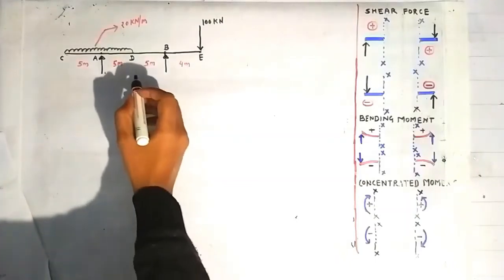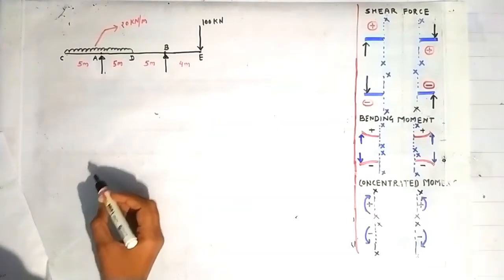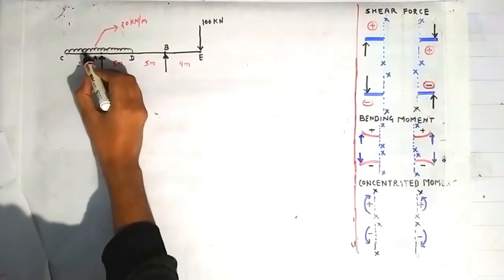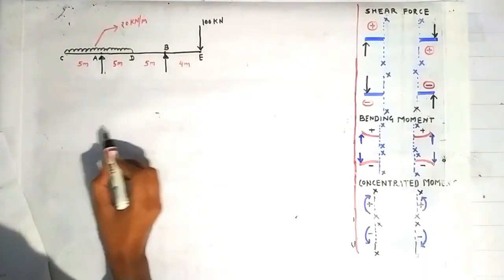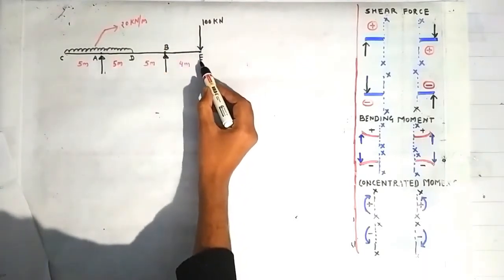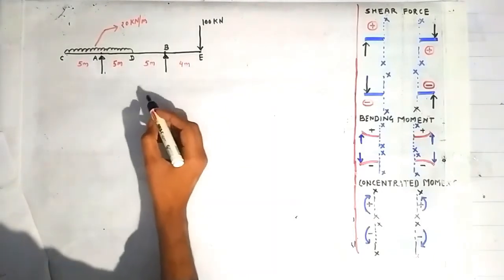Now friends, this is a numerical problem based on the shear force and the bending moment diagram. Here, this is an overhanging beam and this is the distributed load of intensity 20 kN per meter. And there is a point load acting at this point E, and these are two supports, and we have to draw the shear force and bending moment diagram.